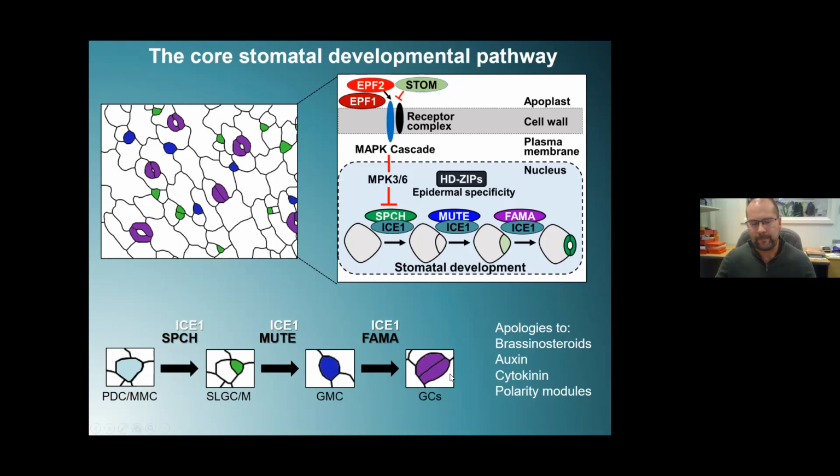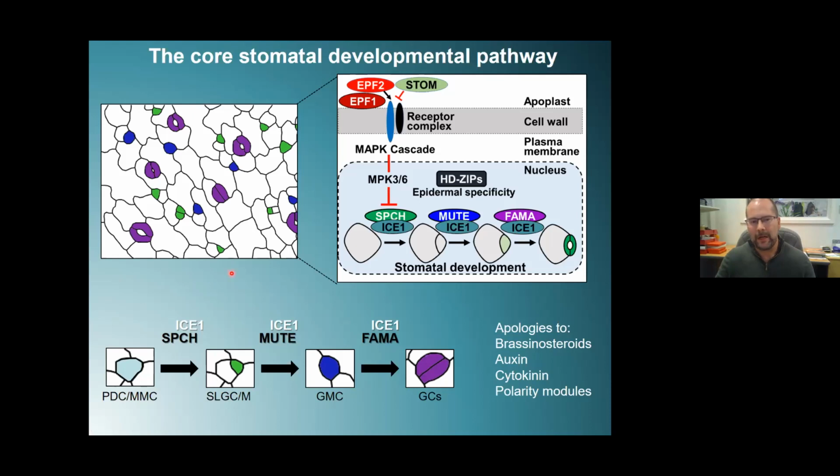And then, again, a guard mother cell may go on to form a pair of guard cells by this symmetrical division. And the trouble about showing it like this is that it sort of suggests that this is a linear process, that it's not very plastic at all, and it's defined. And that really isn't the case. You have decisions that are happening at all of these points in time that mean that you may continue along the stomatal lineage, continue along that trajectory, or the cell may exit the stomatal lineage. And so you may no longer actually end up producing a guard cell.